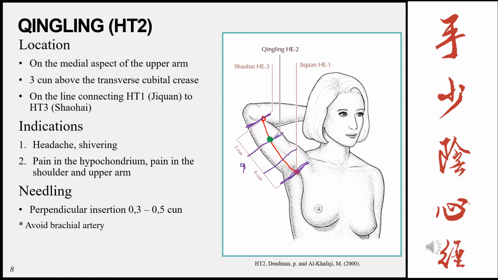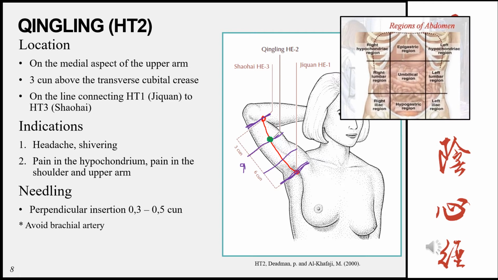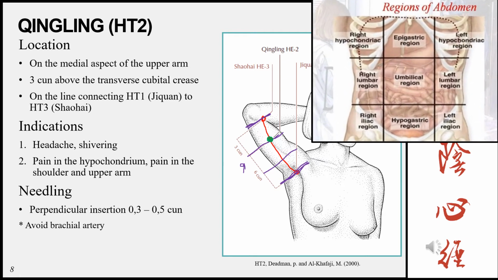So if we look at this image here, firstly, this image shows you the different regions of the abdomen. So when we refer to this point being able to treat pain in the hypochondrium, it's referring to these 2 hypochondriac regions over here. So what you would need to do is ensure that the patient is having the pain in this region. Usually they would say they have pain on the side of their body, and then you must just locate where particularly on the side of the body it is.